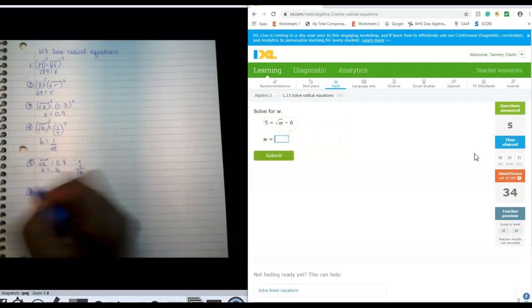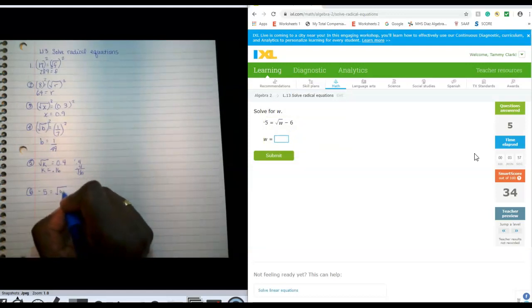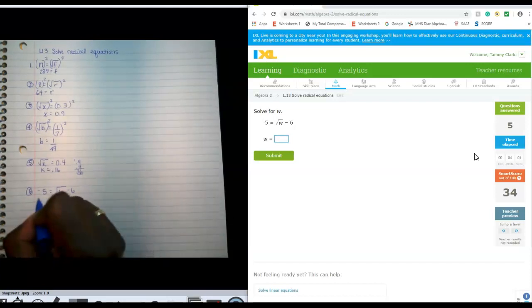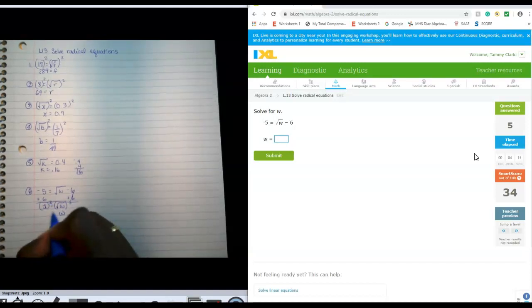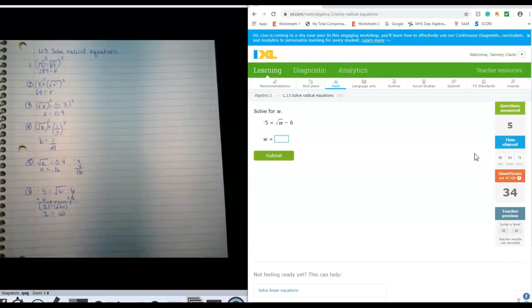Number 6, we've got negative 5 is equal to the square root of w minus 6. Well, we want the square root alone, so we're going to add 6 to both sides of the equation. We've got the square root of w is equal to 1. Square both sides, and we know w is equal to 1.